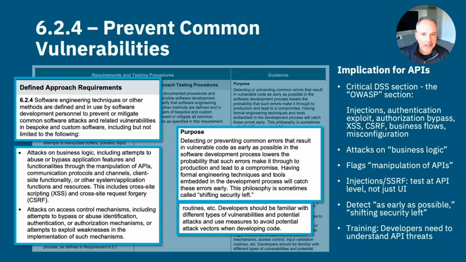In the last call-out box here, you'll see developers should be familiar with different types of vulnerabilities and potential attacks and use measures to avoid potential attack vectors when developing code. The need for security training for developers repeats throughout Requirement 6. Again, the API Security Fundamentals course offers great training for developers and others who need to understand API risks.